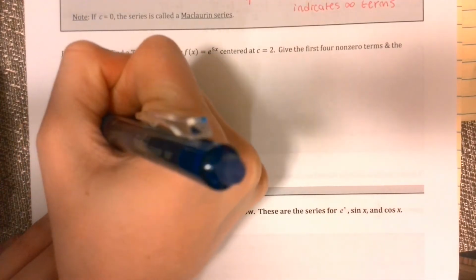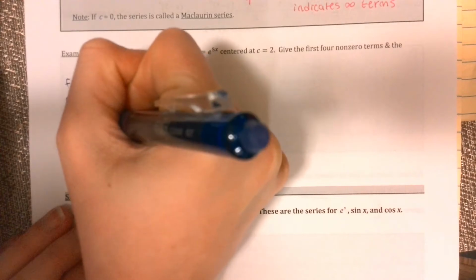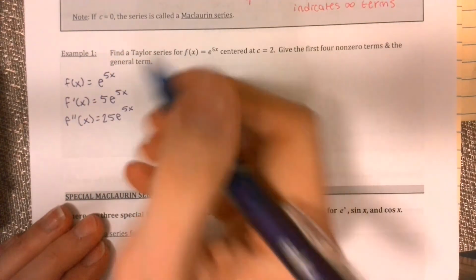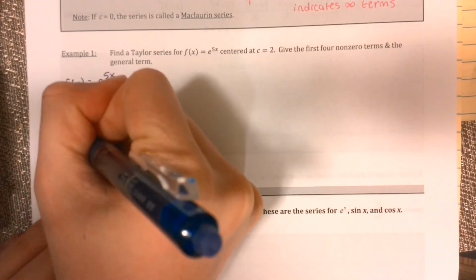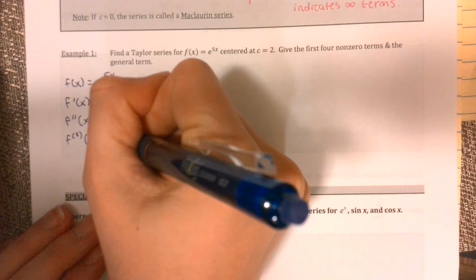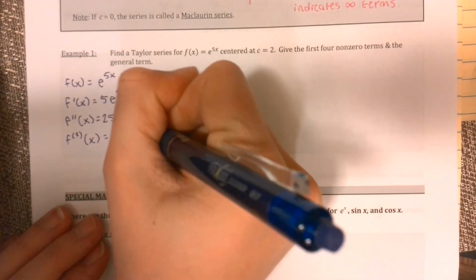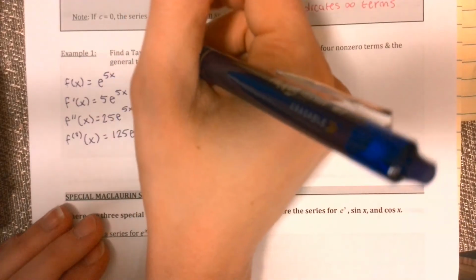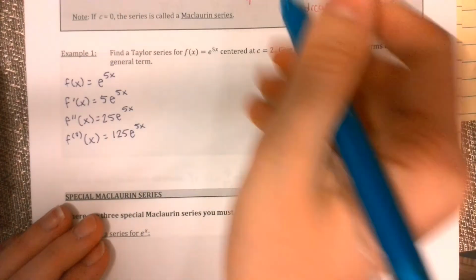The second derivative, 25e to the 5x, will help me find my third term. And finally, the third derivative, 125e to the 5x, will help me find my fourth term. And remember, I wanted 4 non-zero terms. Now I have to evaluate all of these at the center.